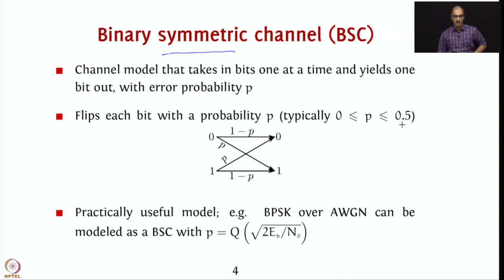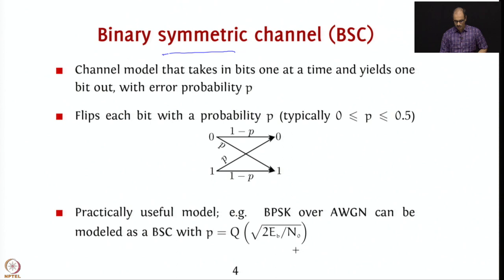Now, a practically useful model is BPSK over AWGN. In this case, you can model it as a binary symmetric channel with p equal to Q of root of 2Eb by N naught. How does this work? In the case of BPSK, you are sending the symbols minus 1 and 1. When you send minus 1, there is a probability of Q of root of 2Eb by N naught that minus 1 is being detected as 1. If you send 1, the same probability Q of root of 2Eb by N naught is there that 1 is incorrectly detected as minus 1 due to noise. And this is a binary symmetric channel.